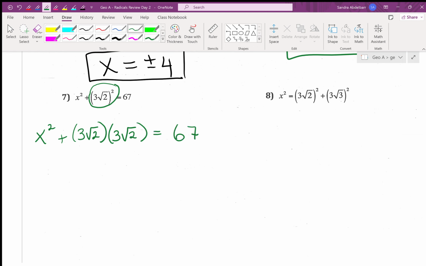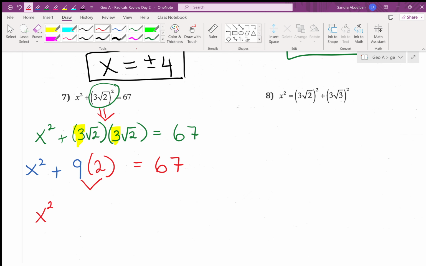So we're going to now multiply this. You multiply the coefficients. 3 times 3 is 9. And then, don't disappoint me, what is root 2 times root 2? Rich? 2. So now you multiply these two. So now I have x squared plus 18 equals 67.